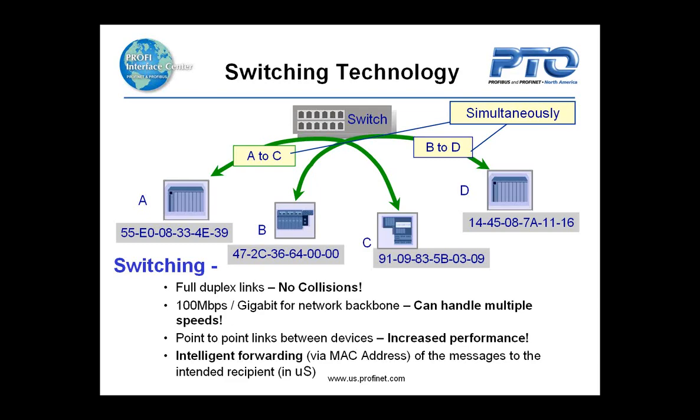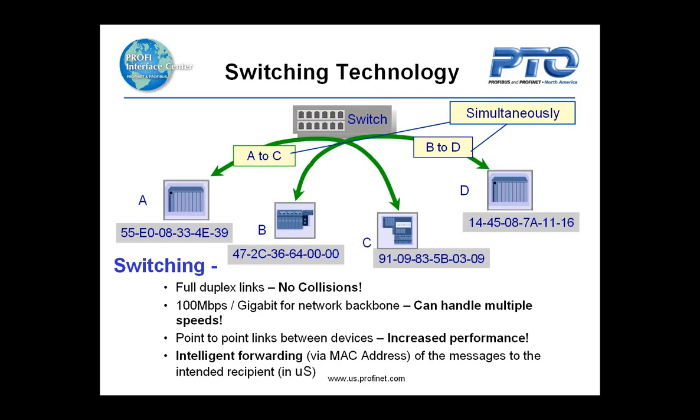So you can see in the picture, A is talking to C, while B is talking to D, and that's happening simultaneously. And the switch is intelligently forwarding those messages using the MAC addresses of those devices to the intended recipient. And that's happening in microseconds. So that's really fast timing when you're using switches.